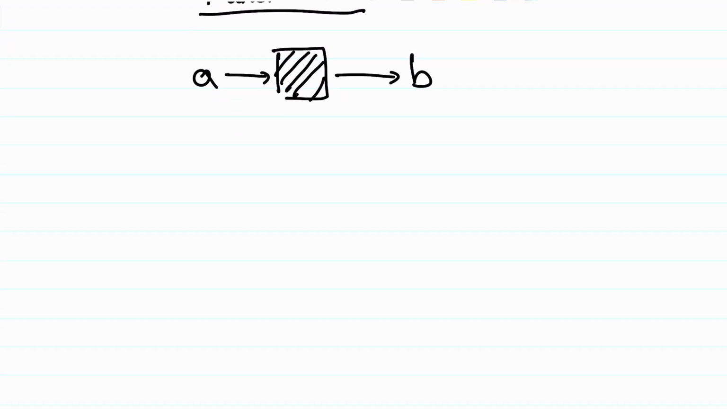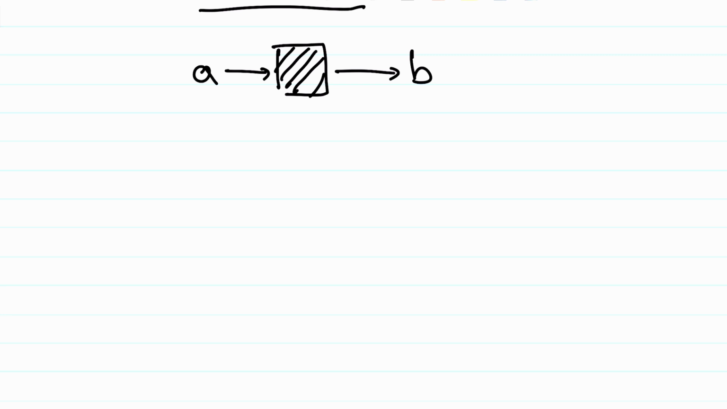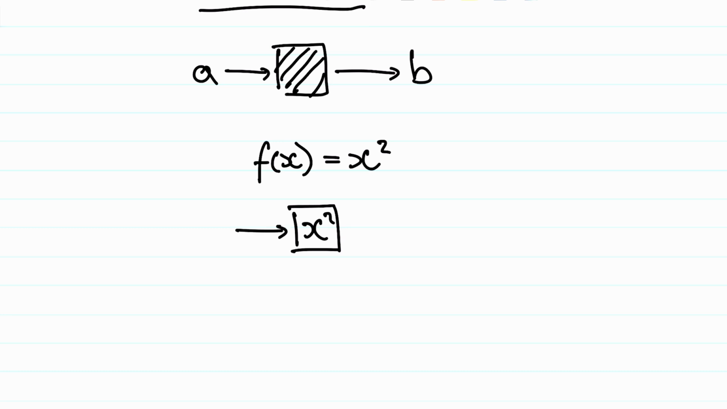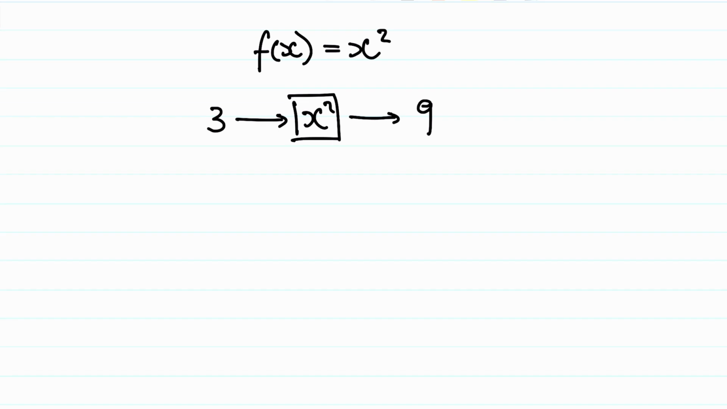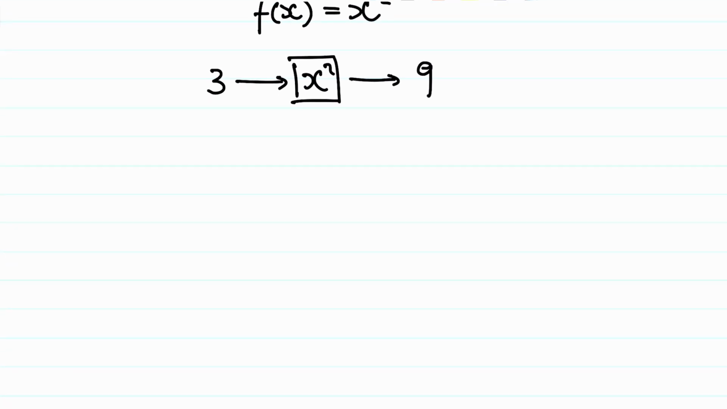So an example of a function in x, and the notation for that is f of x, could be something like x squared. So if now instead of having a black box we put x squared in there, you should be able to see that if we put in a number, say 3, that function would give us an output of 9. Now there's a bit of terminology we need to know around functions and how they work.